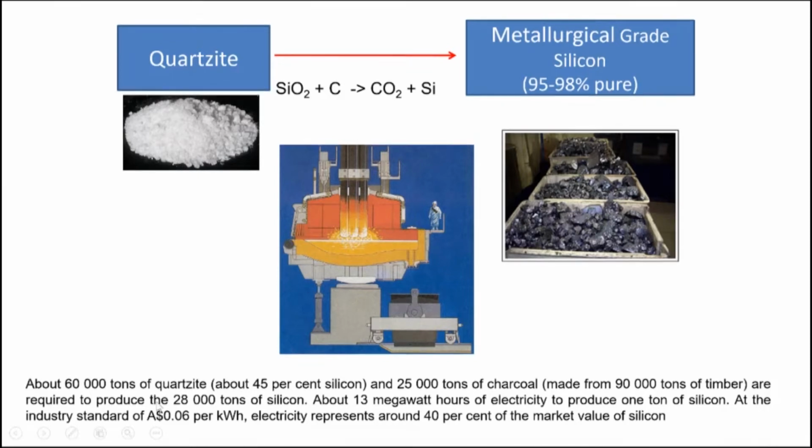You can read a few details about it. 60 tons of quartzite, which contains about 45% silicon, and 25,000 tons of charcoal are required to produce 28,000 tons of silicon, with 13 megawatts of electricity to produce 1 ton of silicon. And the cost of electricity itself represents 40% of the market value of silicon. Anyways, we take quartzite, we react it with carbon, and we get silicon. Not a very pure silicon, but a metallurgical grade silicon. So we need to purify it.